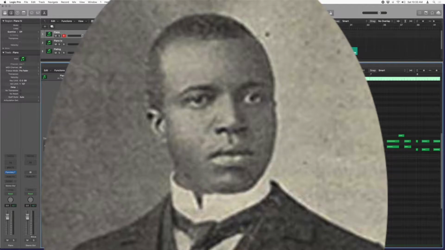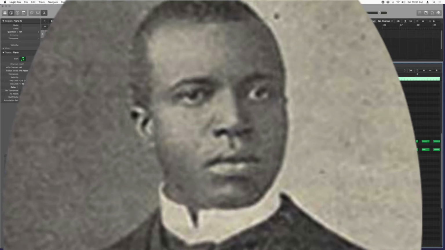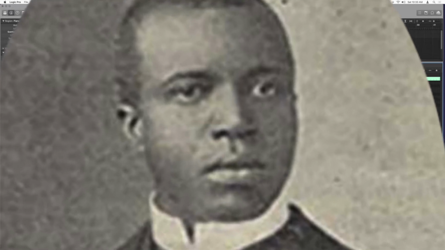So, Scott Joplin has to be reckoned with by any pianist. And if you play piano, you've doubtless run into some of his music. It was enormously popular, beginning with the Maple Leaf Rag, the end of the 19th century, 1890s. And then the World's Fair during the 90s, there was a big explosion of ragtime music.